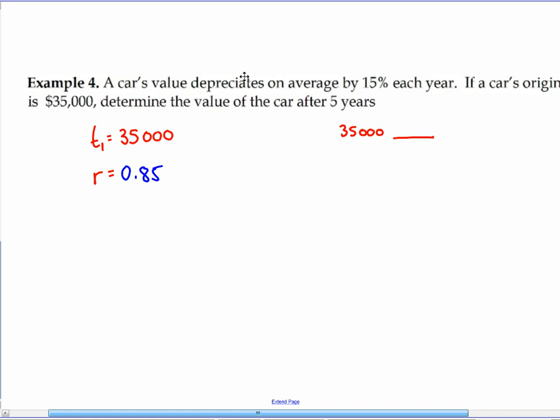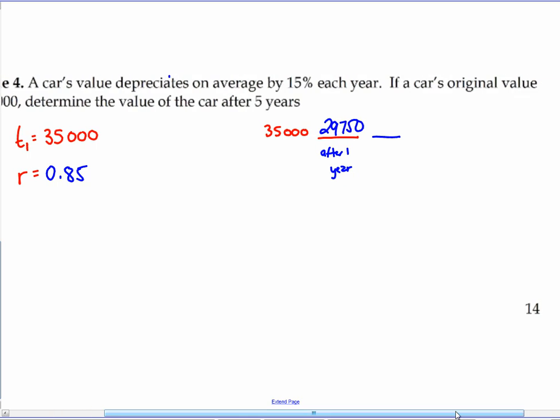Okay, do you want to solve the rest? So after 5 years, so this would be after 1 year, right? Would you agree with that? Was 35,000 times 0.85, which was, how much was that equal to? 29,750. That's how much it's worth after 1 year. So after 2 years, after 3 years, after 4 years, after 5 years. So what term value are we looking for? Term number?